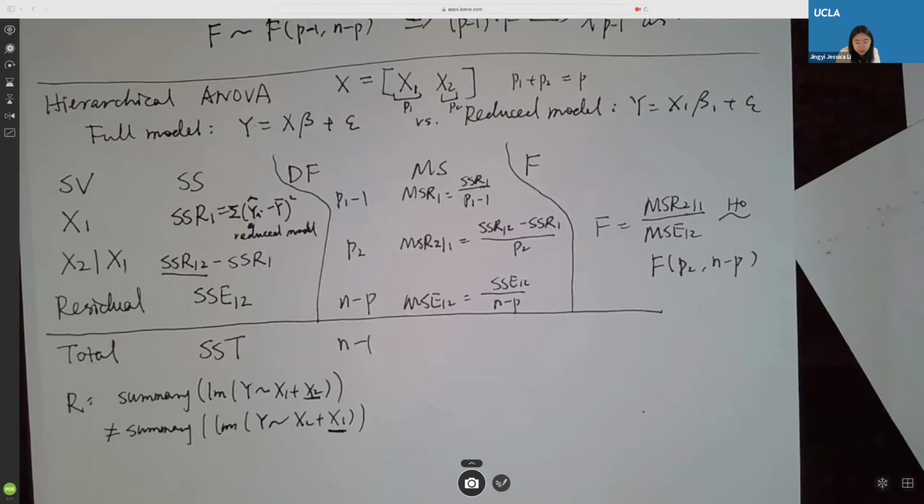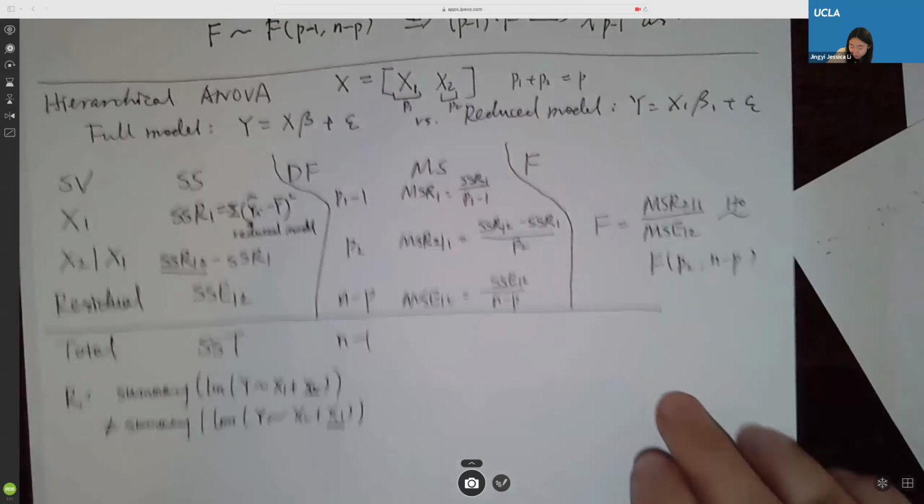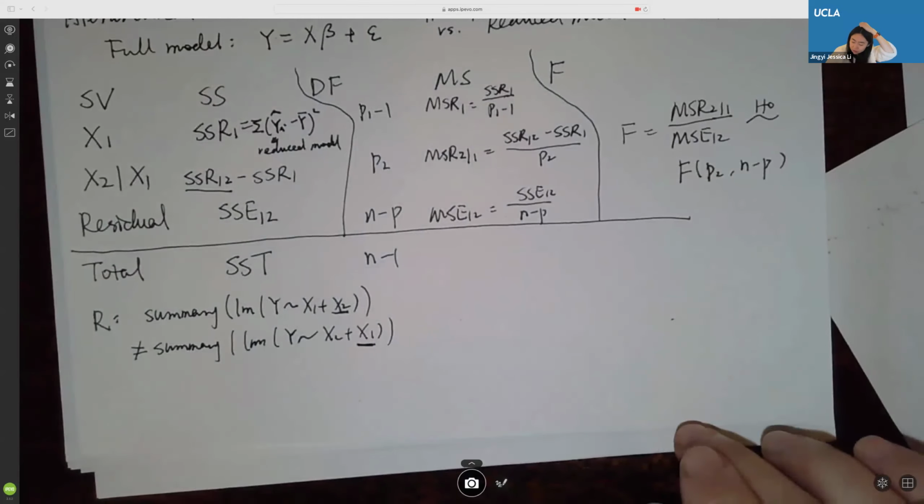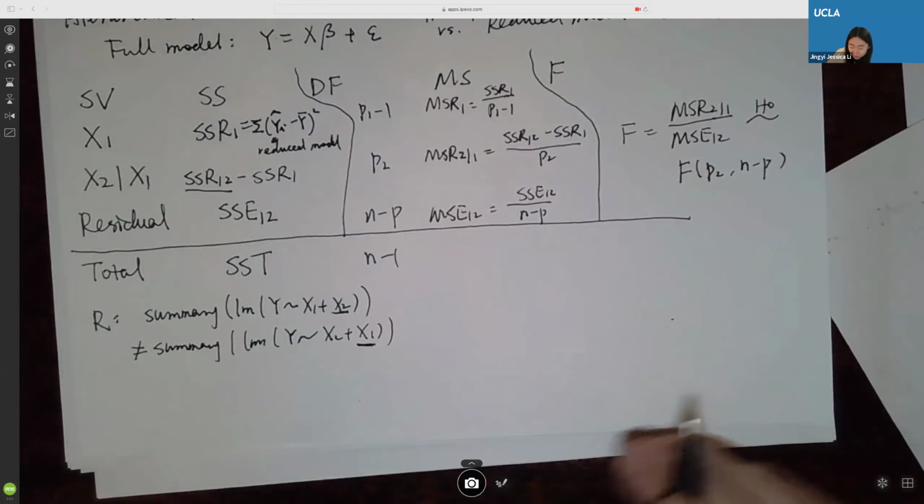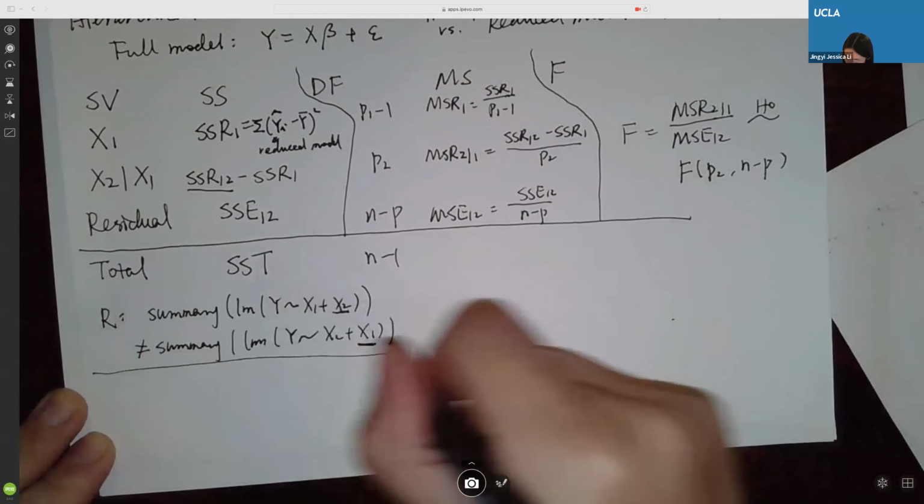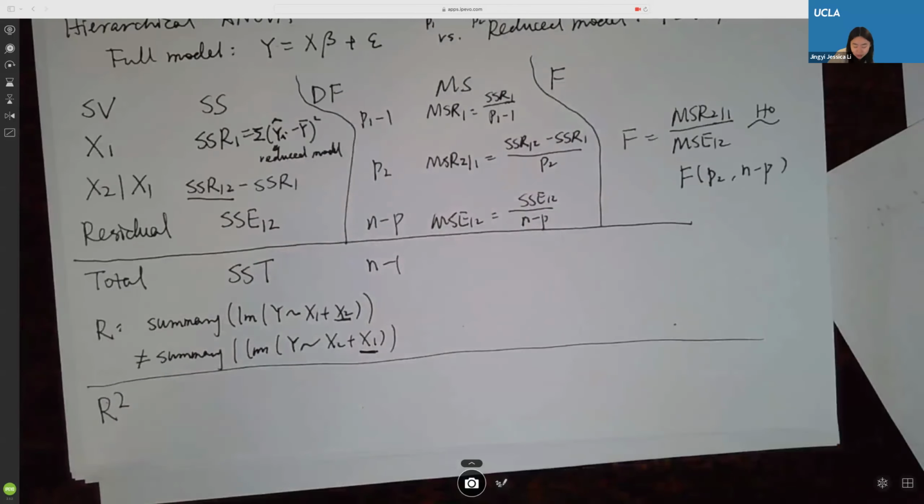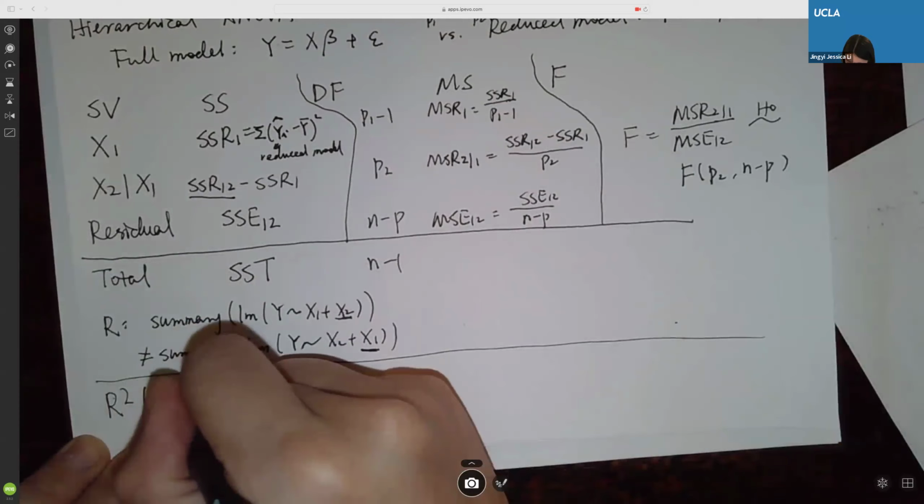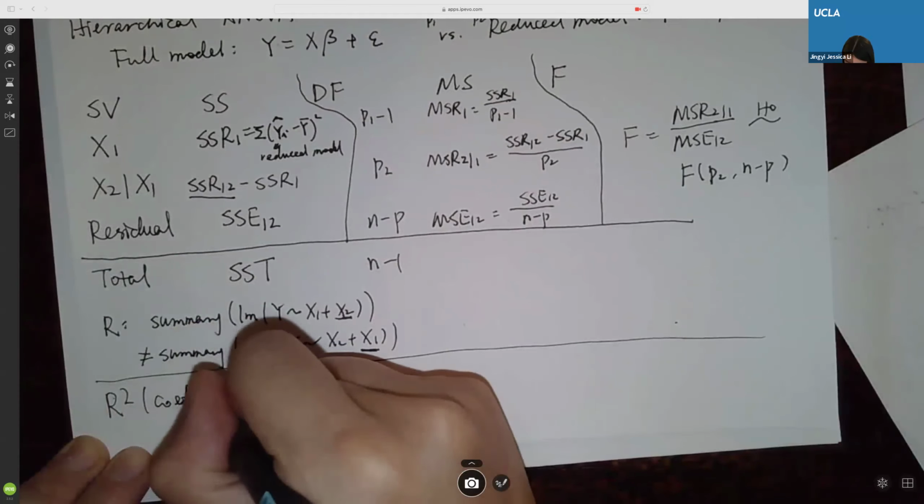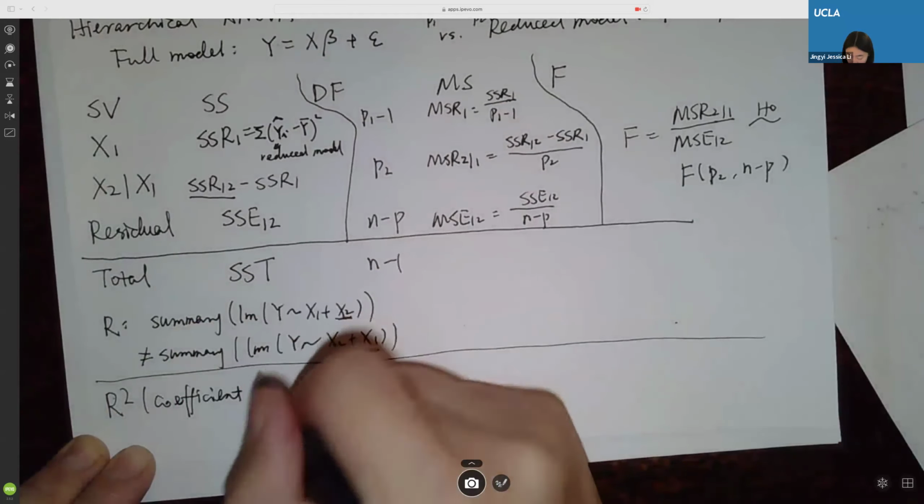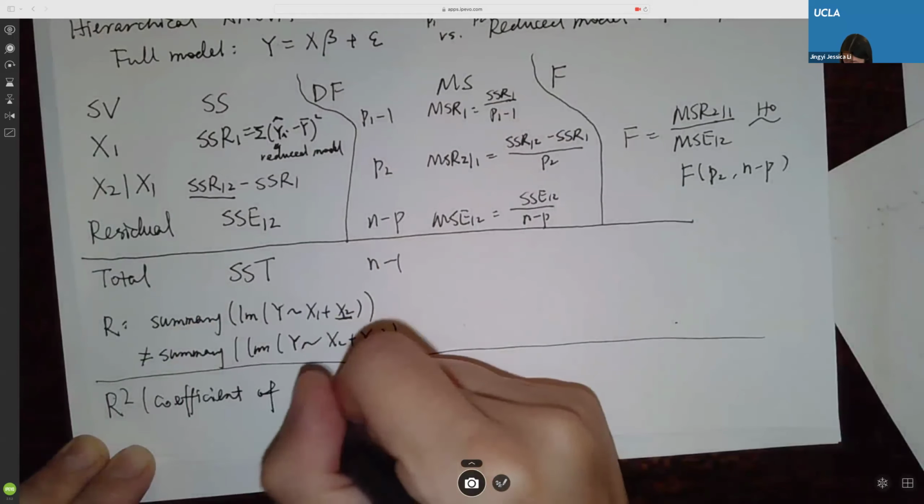Okay. And one more thing I want to say is R squared. Okay, besides the F statistic ANOVA, R squared is commonly used as a metric. R squared is called the coefficient of determination.